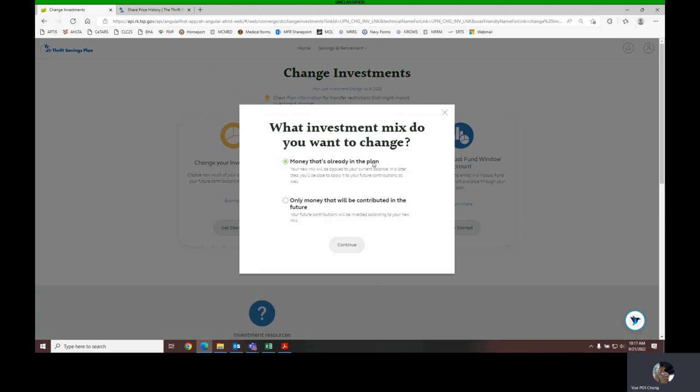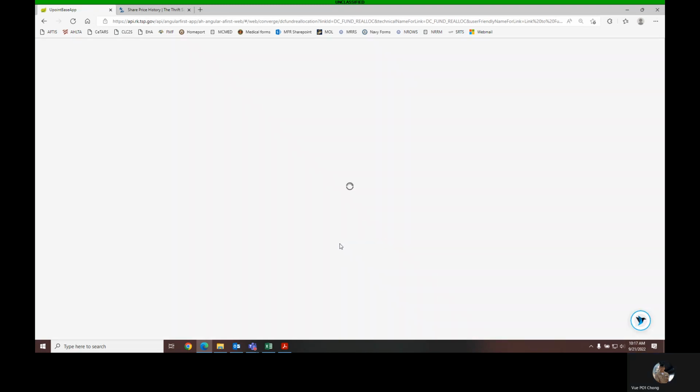All right, money that's already in your plan. That's the old term. That's a new term of interfunds transfer. Only money that will be contributed is the new term for contribution allocation. And what that means is you want to redistribute your funds, or you want to change how much you buy into. So first thing we're going to do is money that's already in your plan, hit continue.